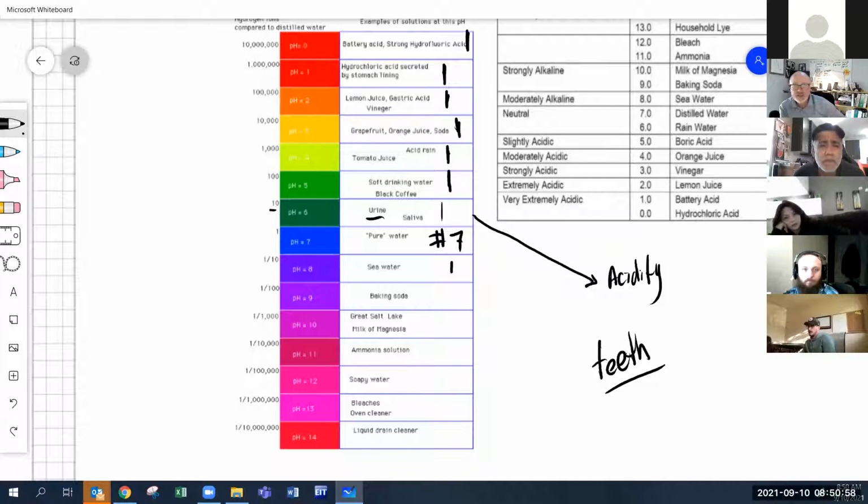And then we go the other way. Alkalinity, look at baking soda, Great Salt Lake. Does anybody know what milk of magnesia is? It's an antacid, right? It's like a Tums, but it was like a milky chalk substance. Yeah. Ammonia, soapy water. What? Soapy water is a base.